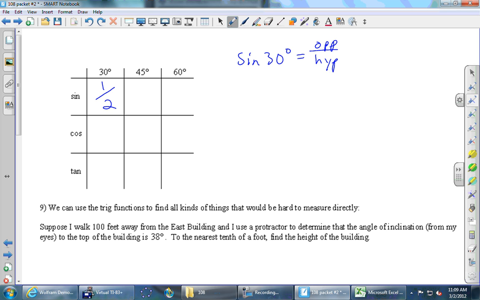The only other one I'm going to ask us to do right now is the cosine of 45. So find the 45-degree angle, either of them. Cosine is adjacent over hypotenuse. What's the adjacent side for the 45? 1. What's the hypotenuse? Square root of 2.